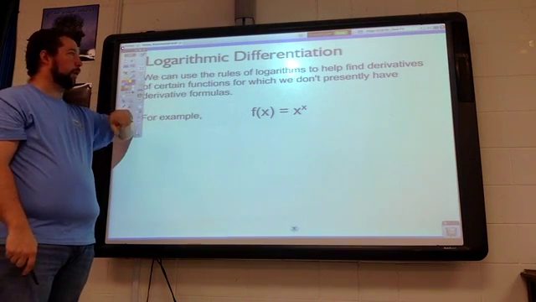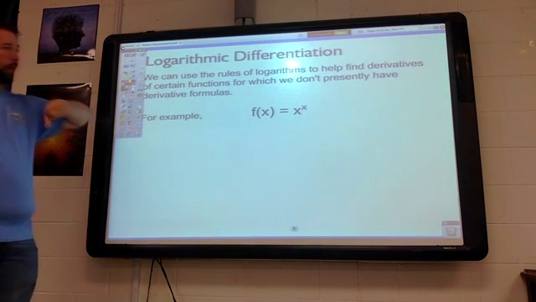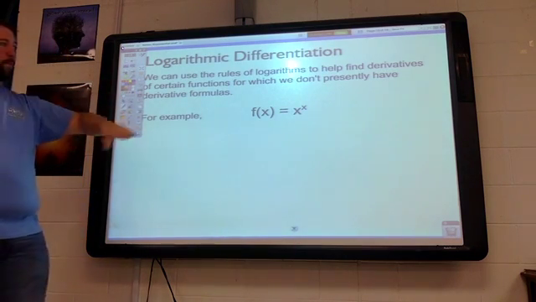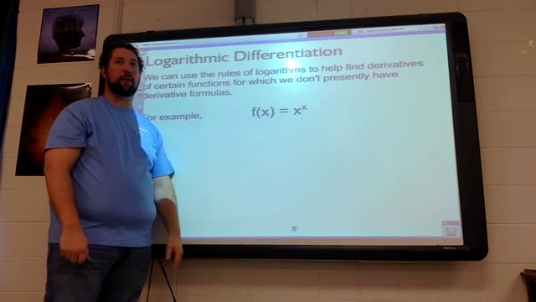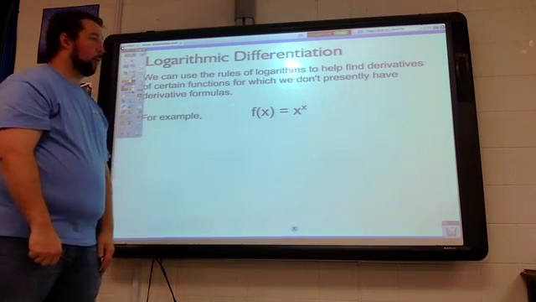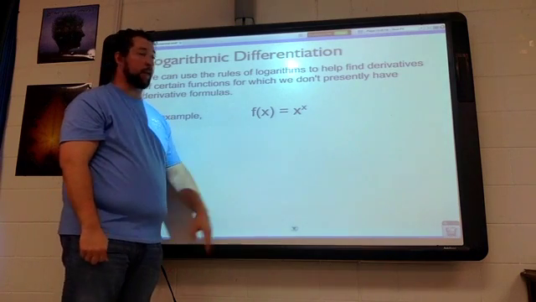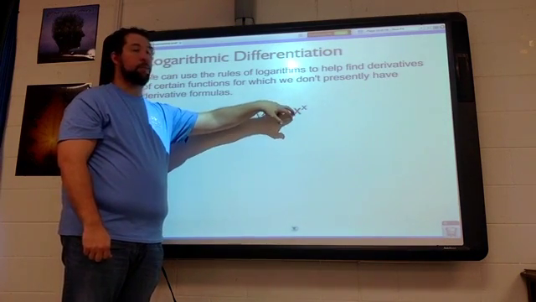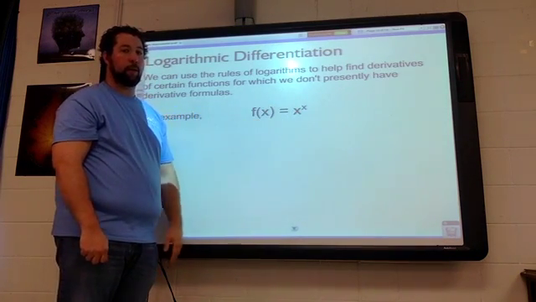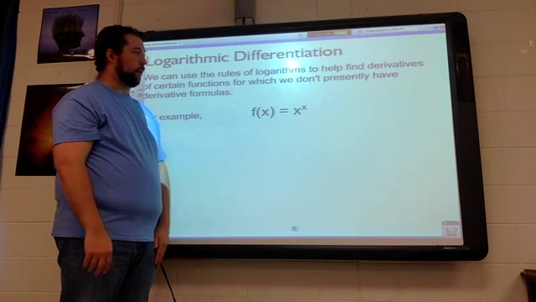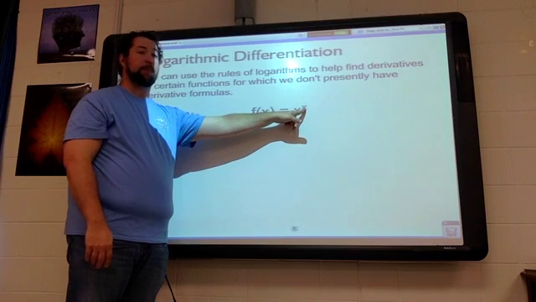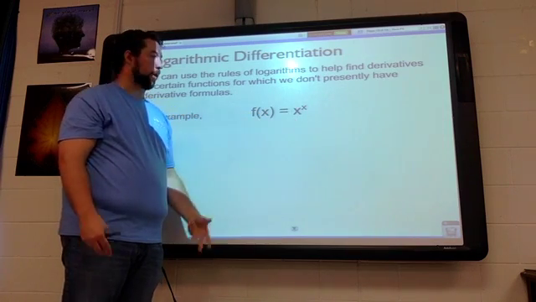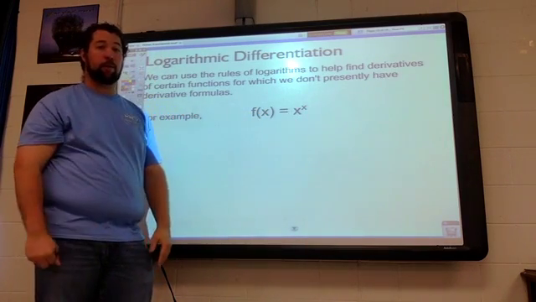But there's some that we can use a little trick on. We can use rules of logarithms to help me find the derivative. So let's look at this one right here. f of x is equal to x to the x power. Well, what kind of function is this? It's not exponential, because an exponential function has a number as its base, not a variable. And it's not really a polynomial, a squaring function or cubing function, because the exponent is not a number.